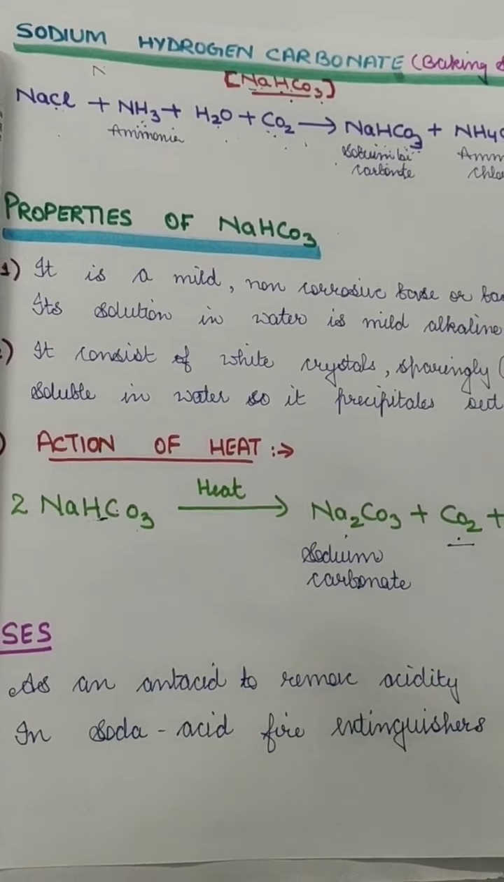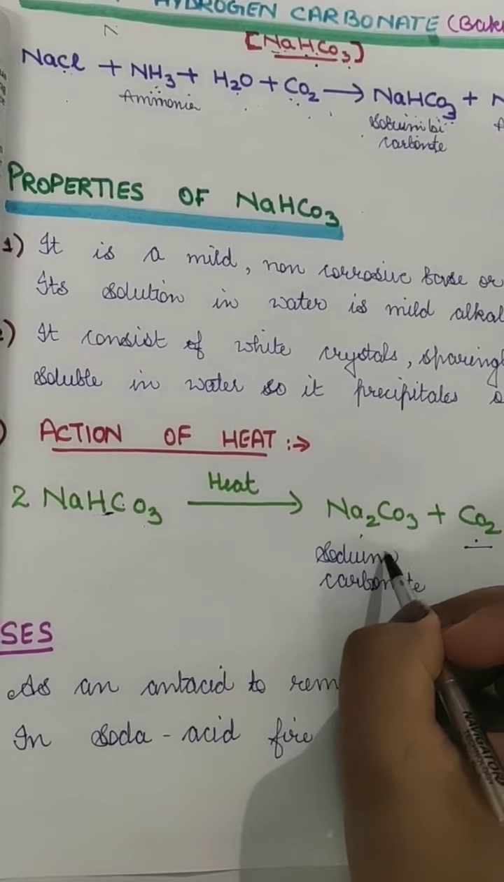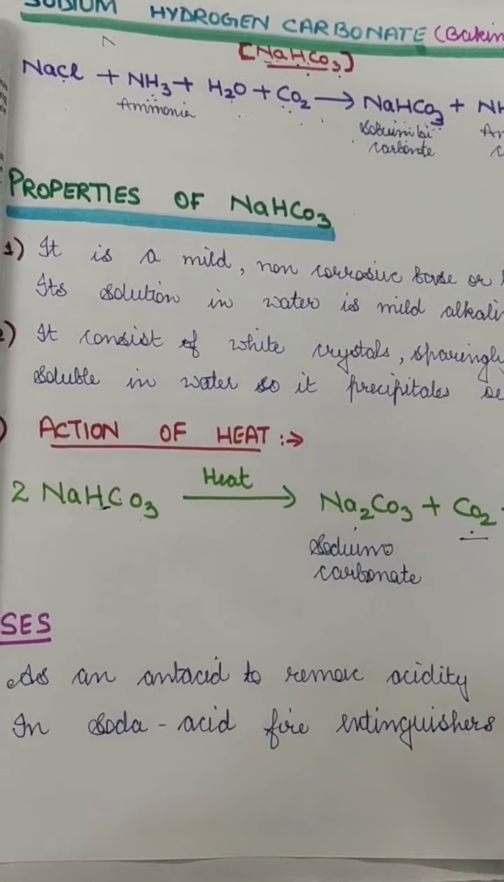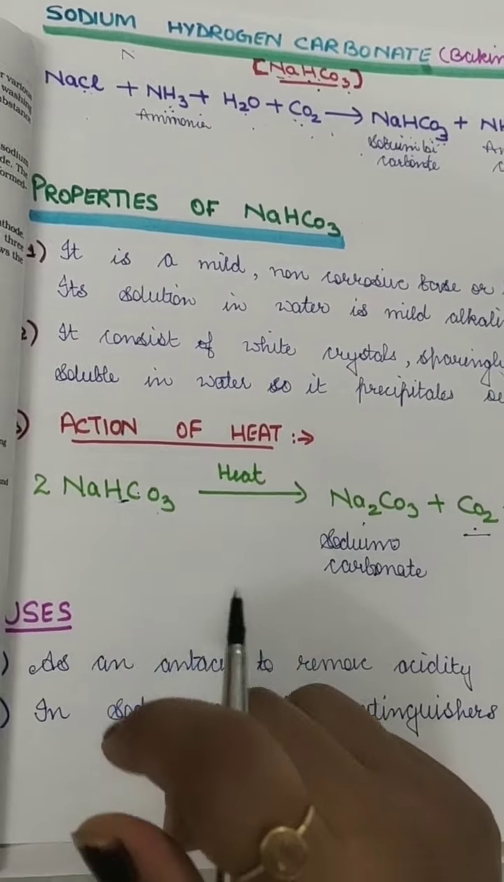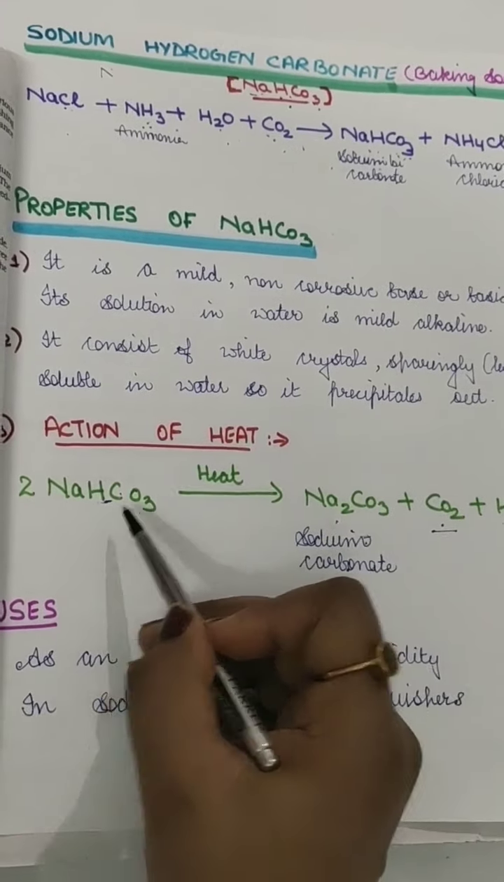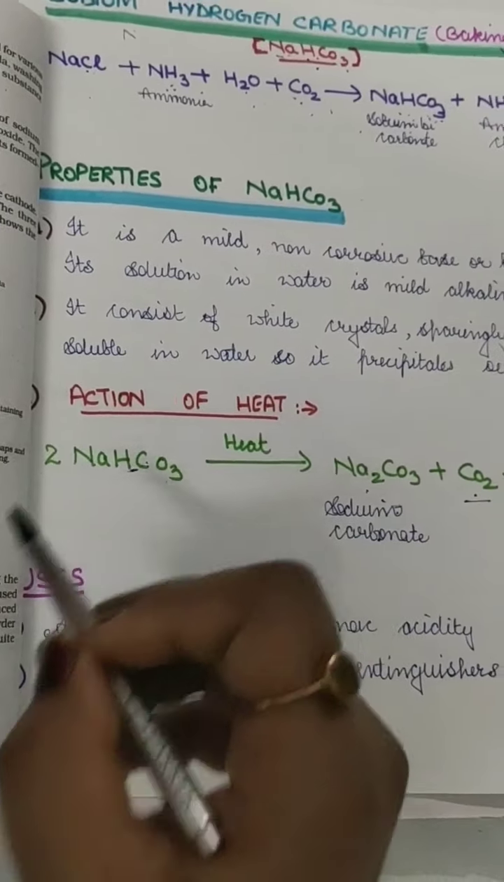Baking powder, sorry, has some acid in it, so it does not allow it to form sodium carbonate, and it forms a basic salt which enhances the taste of the food. So on the action of heat, on heating this, we will get sodium carbonate, and this hydrogen will be released in the form of water. So that is why here is 2.